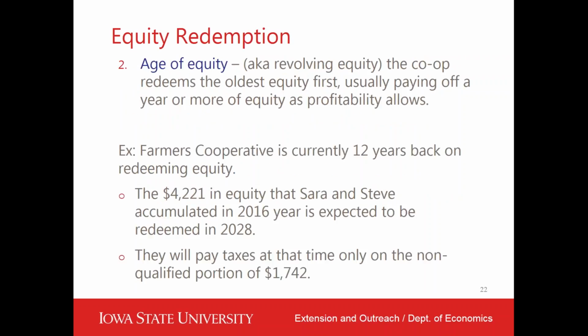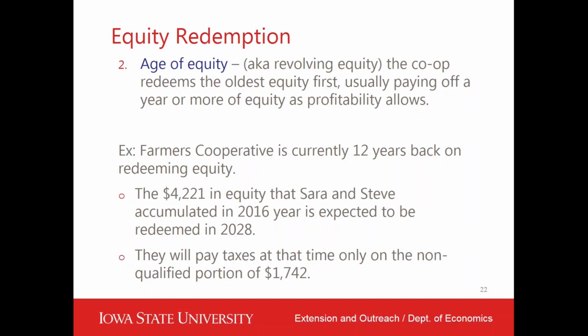The other way to do it is an age of equity or revolving equity program, and here the co-op is going to take the stance of, we're going to redeem the oldest equity first. It's like a first in, first out system. So we've got equity in members' names sitting in our books from 20 years ago. As we have profitability and the ability to redeem that equity out to the membership, we're going to pay off the oldest stuff first.